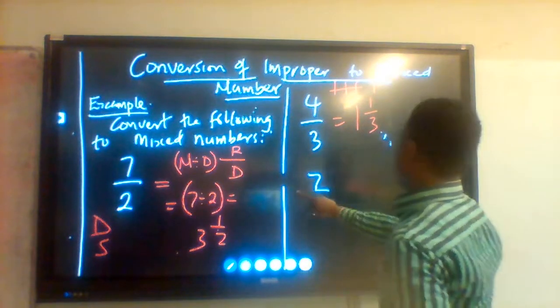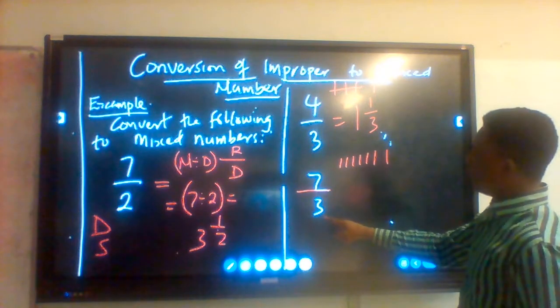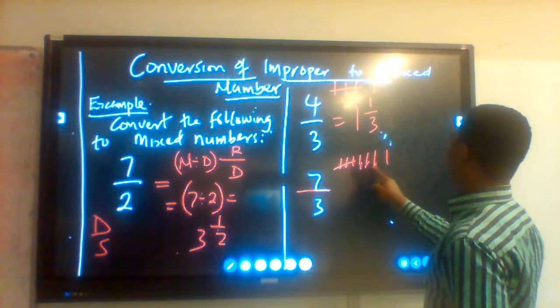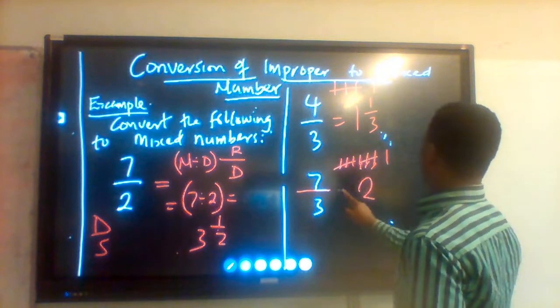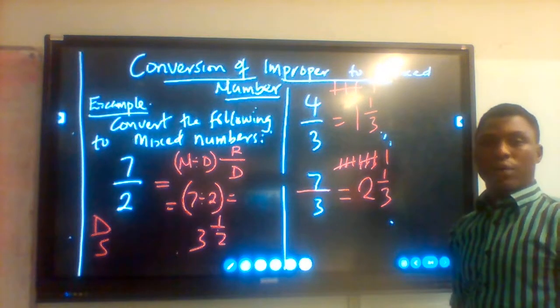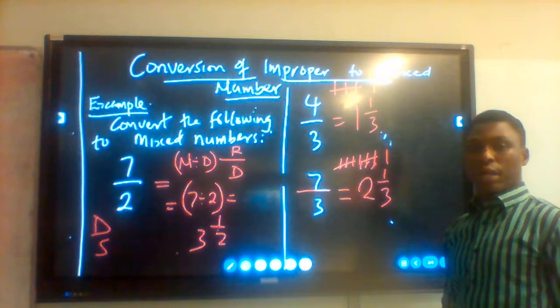Same thing here. Count 7: 1, 2, 3, 4, 5, 6, 7. What is our denominator? 3. How many times does 3 go? 1, 2, 3. It goes 2 times and it remains 1 over 3. I hope that one is taken. I should take it again.